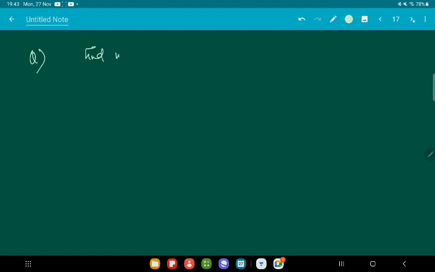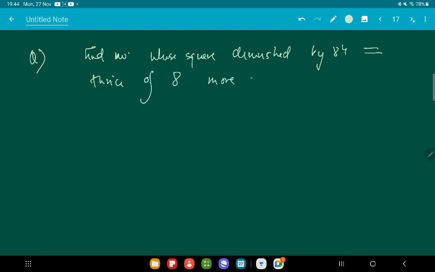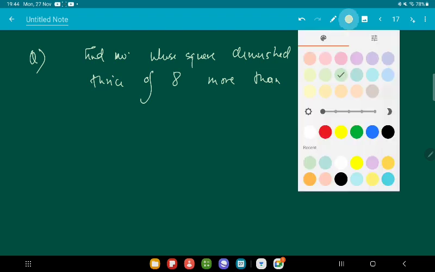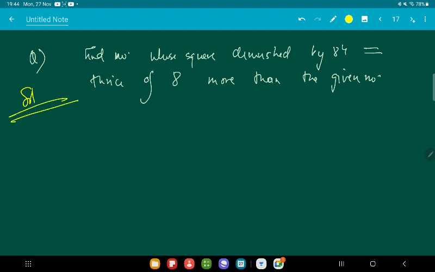Find a natural number whose square diminished by 84 is equal to thrice of 8 more than the given number. Let's suppose this is the question they gave you. How would you like to solve this? Here it is a natural number they have given. So the equation says n square minus 84.